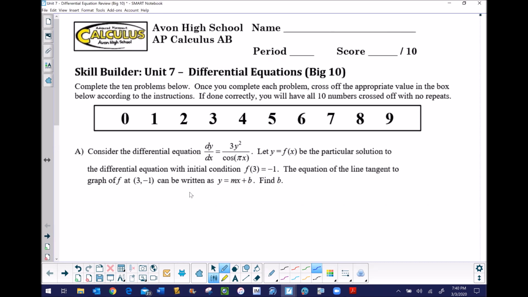So for part A, it says, consider this differential equation. Let y equal f of x be that particular solution with the initial condition 3, -1. Your directions are to find the equation of the line tangent. Now, we're going to write it as y equal mx plus b, and then we are going to find the b. When you read through this, you want to make sure that you're very conscious of the fact that you do not have to solve this differential equation. There is nothing about this question that says we need the solution to the differential equation. You're going to write a tangent line's equation. That's what it wants you to do. Okay.